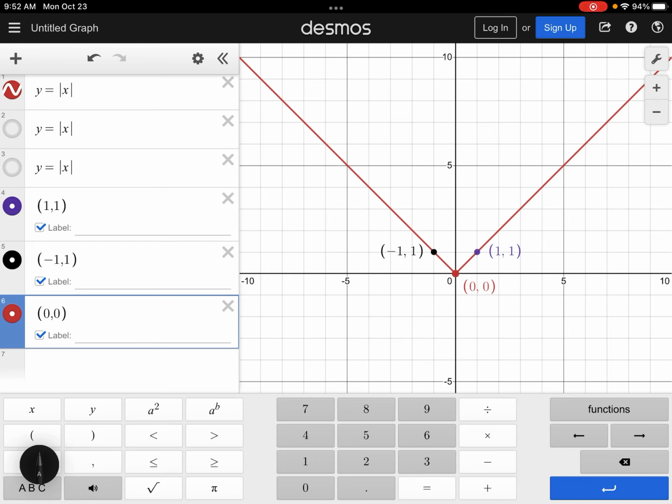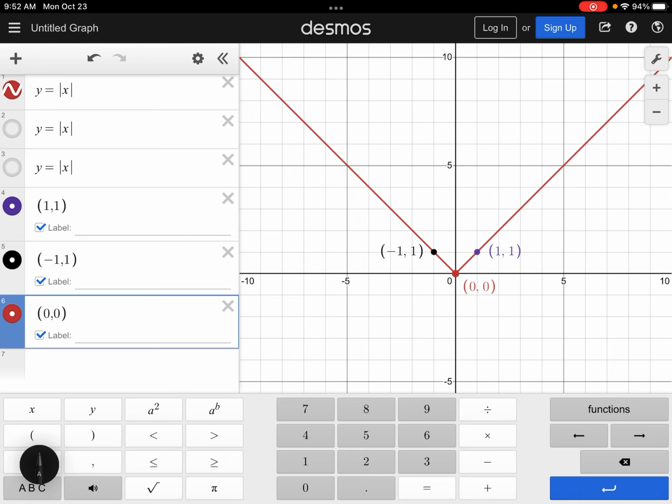So hopefully you have headphones in or are listening to this out loud because I'm going to tell you what the domain and range are, and then you're going to need that information for the next questions on the Edpuzzle video. So my domain, notice how this red line, this graph, goes left forever and right forever. So my domain is going to be from -infinity to +infinity, using interval notation.